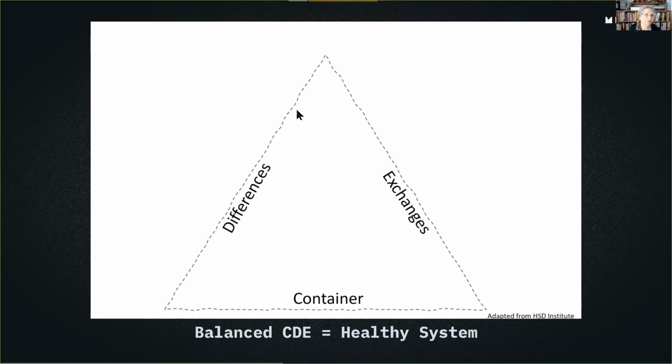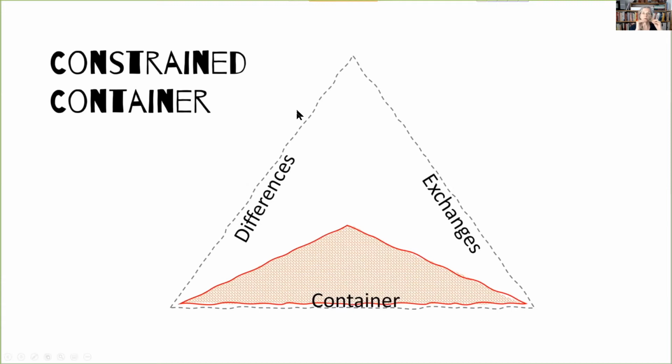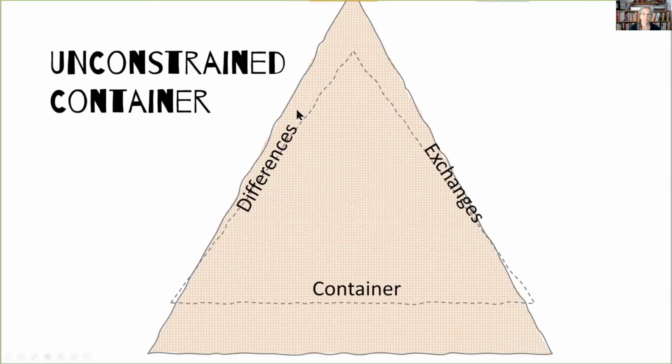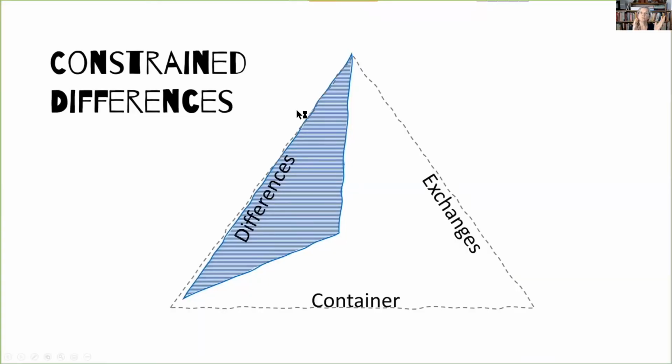So for instance, you could have a constrained container where the container is just much too small for the differences and the exchanges that are trying to happen in the system. You could have an unconstrained container where the container is just way too big for the differences in the exchanges. It's not holding things close together enough to create patterns that you could actually build on or understand well enough to shift. You could have too few differences. So you've got a system where there's just a ton of similarity and hardly any difference.